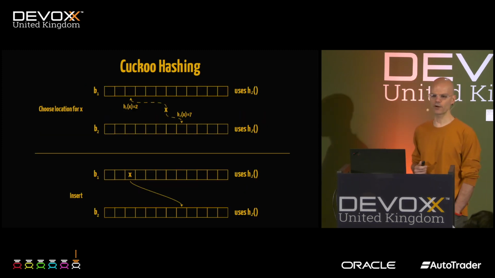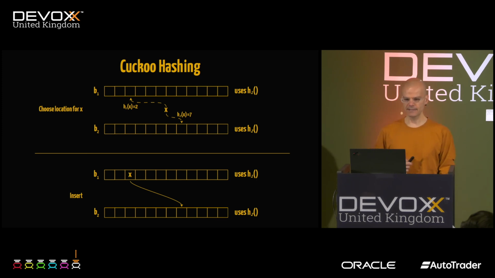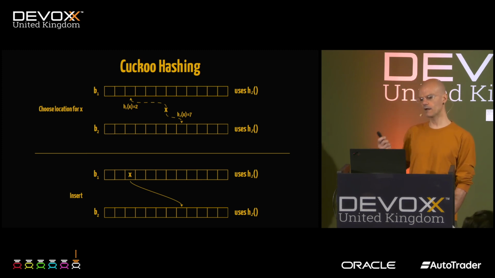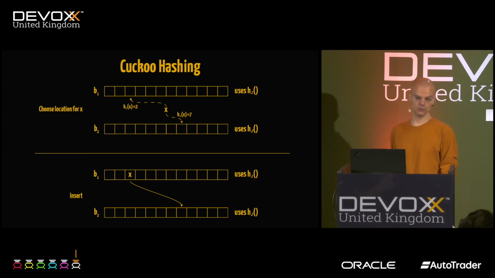So let's say that we want to insert X, and we apply the hash functions to X, and we get a number in result. So the first hash function will return 2, and the second hash function will return 7. Those 2 are the indexes where we can store the value in the arrays. In this case, we just choose the first one, which is 2, and we write the value in the first array, so in B1 at that position.